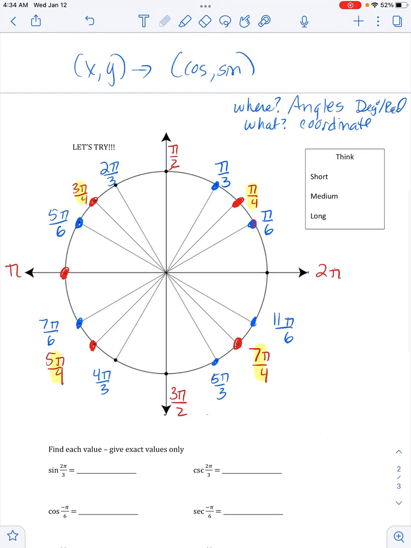Okay, so the other day we talked about short, medium, and long. So all the short pieces on here are 1 over 2. All the mediums are root 2 over 2, either plus or minus, keeping in mind that those are reserved for the middles. And then anything that's a long leg is going to be root 3 over 2.